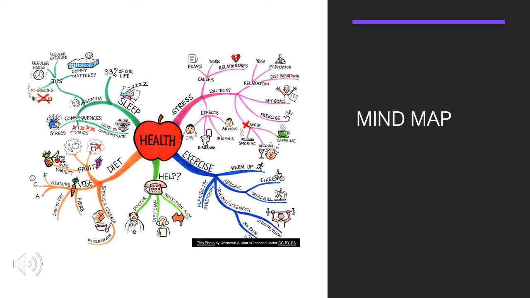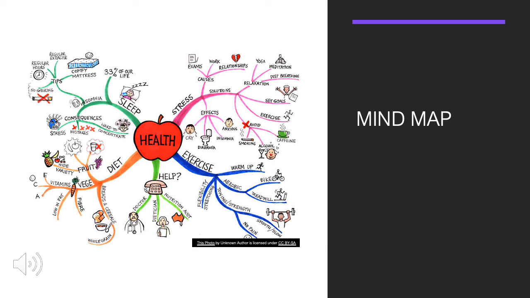The illustrator is also able to show us what happens if you don't get enough sleep, if you have too much stress, if you don't eat enough fruits and vegetables, and also if you don't exercise enough. We can also see what is required to keep ourselves healthy in each of those areas of concern.